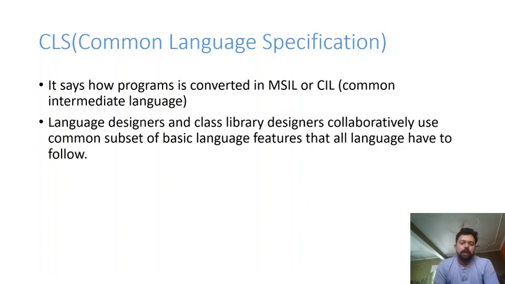In CLS, the language designers and class library designers collaboratively use a common subset of basic language features that all the languages have to follow. So there is a common set of rules by the language designers and class library designers, that all languages, either VB or C# or any language supported by the .NET framework, have to follow. This is called the common language specification.